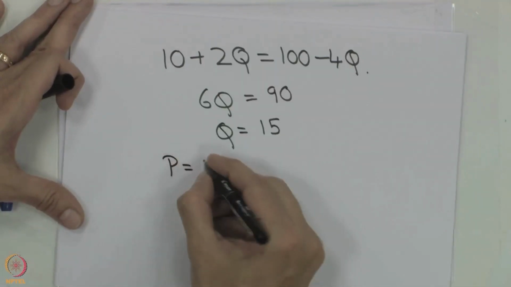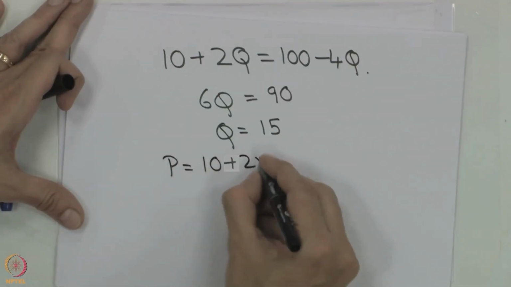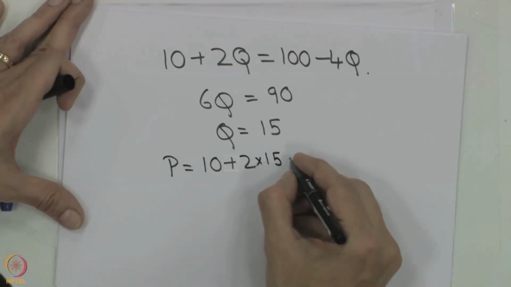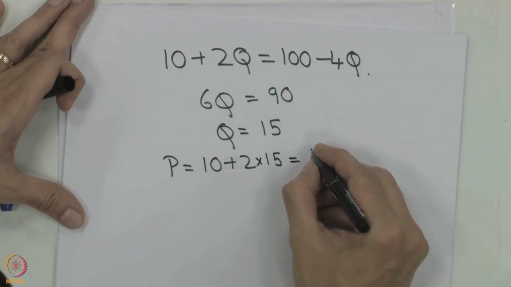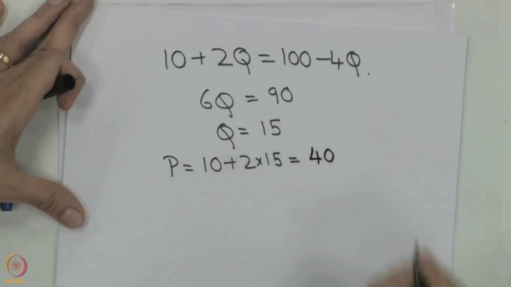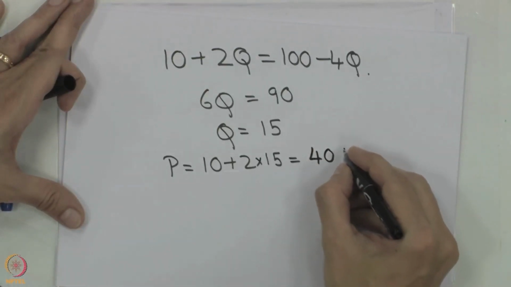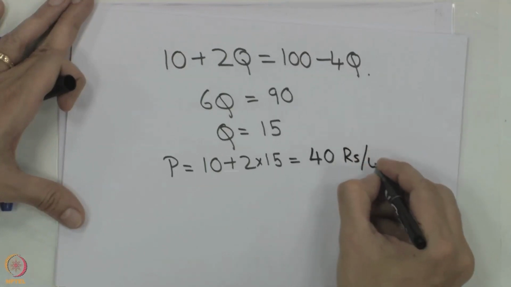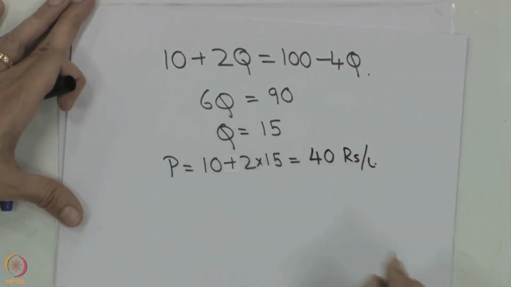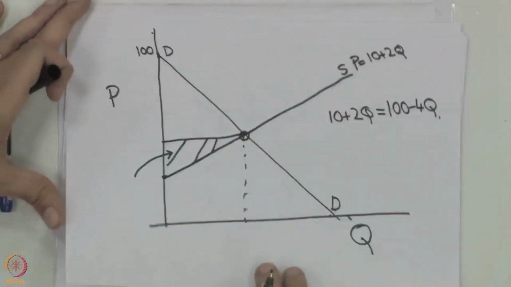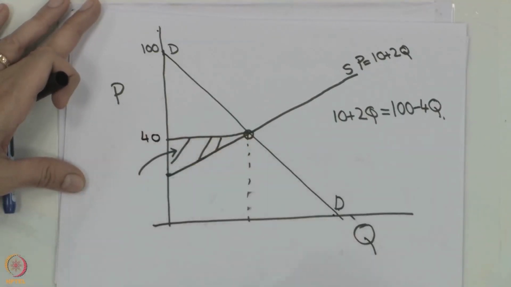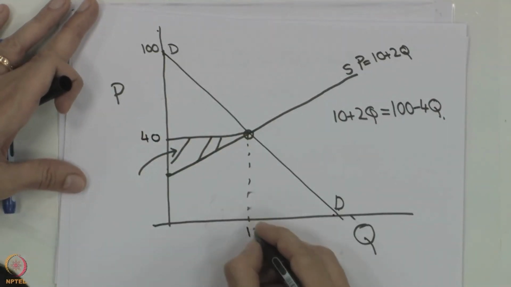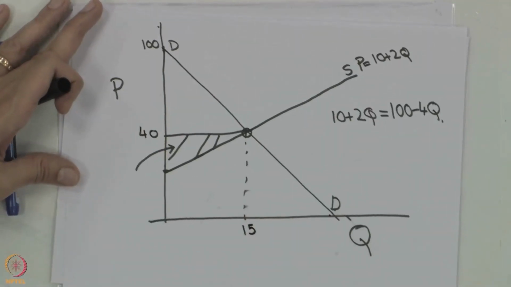So the price is 10 plus 2 into 15, that is going to be 30 plus 10, that is going to be 40. So the price is 40 rupees per liter, and the quantity is 15 million tons. So now if you go back to the figure, this is 40 and this is 15.